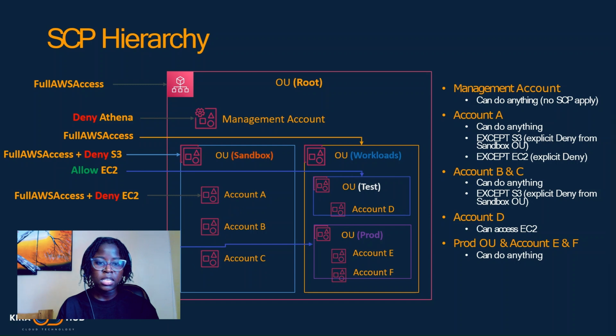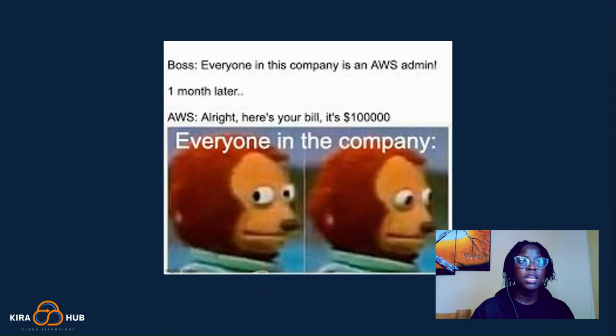Accounts B and C can do anything except S3, which was denied from the sandbox organizational unit. And then we have account D, which belongs to the test organizational unit, which is only allowed EC2. So they are not allowed anything else. That is the only thing they can do because the service control policy attached to the organizational unit only allows access to EC2. Remember, SCPs set maximum boundaries, so the maximum boundary attached there is to allow EC2 only. And then we have accounts E and F, which belong to the prod organizational unit. They do not have any deny attached to them from the workloads OU or the prod OU, so they'll have full AWS access and they can do anything. So that is an example of the SCP hierarchy.